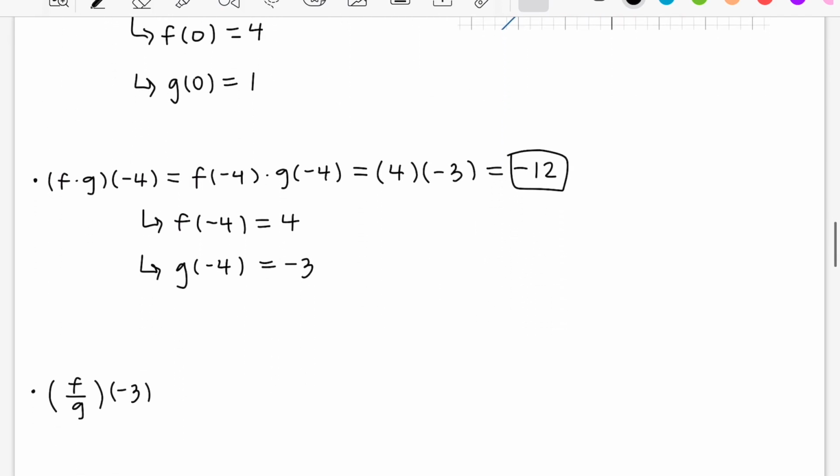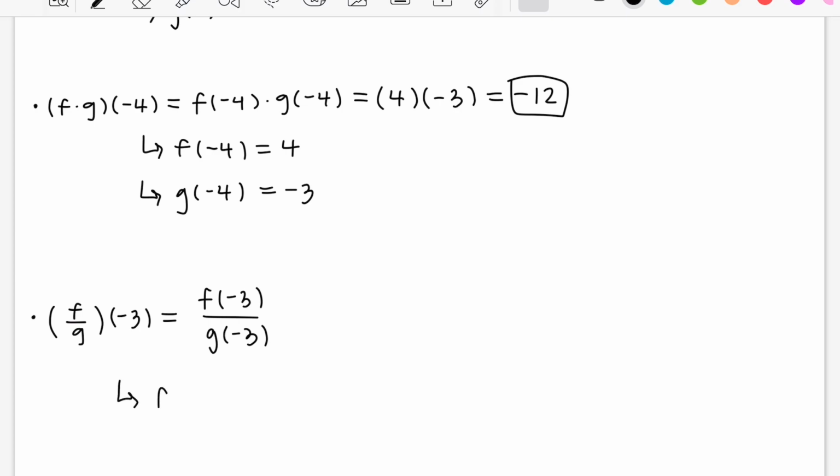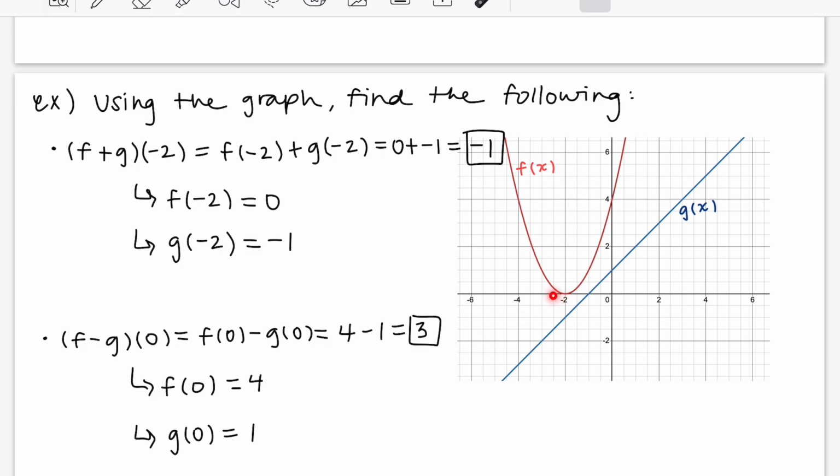Okay, so for the last example, we're going to look at the quotient of f and g evaluated at minus 3. Okay, so looking at f of minus 3, so we have negative 3 here, that will be 1.